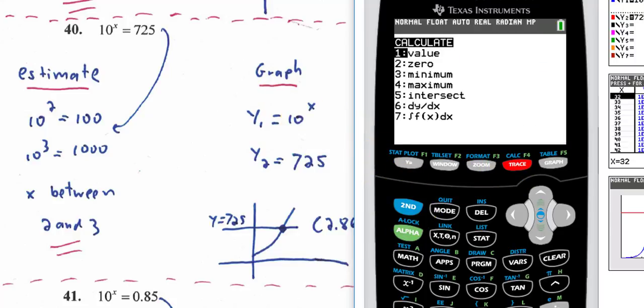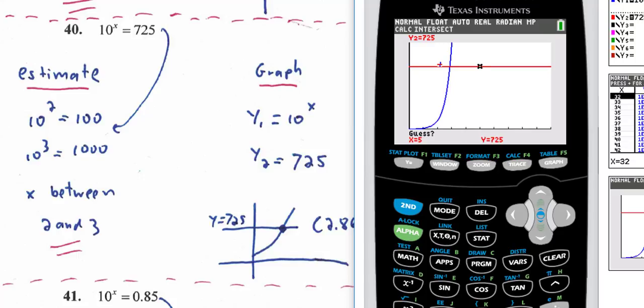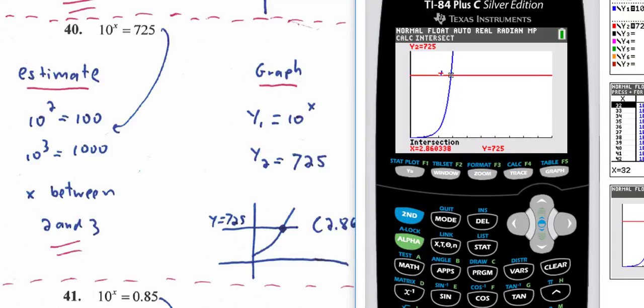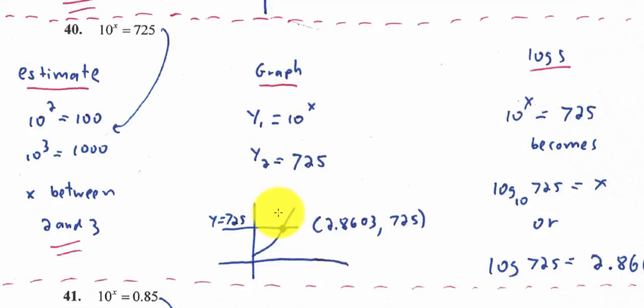Second, trace 5, enter, enter, enter, 2.86. Again, ask yourself, is 2.86 between 2 and 3, closer to 3? Yeah, sure is. So on a test, if you're going to solve this graphically, you give me a rough sketch. Not going to be a Mona Lisa, but a rough sketch will do.